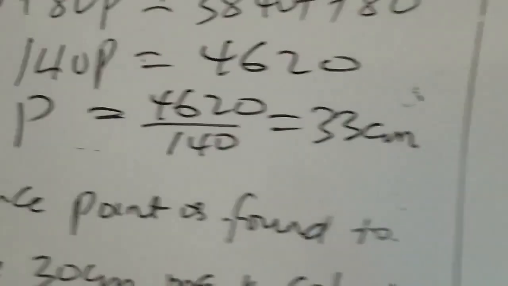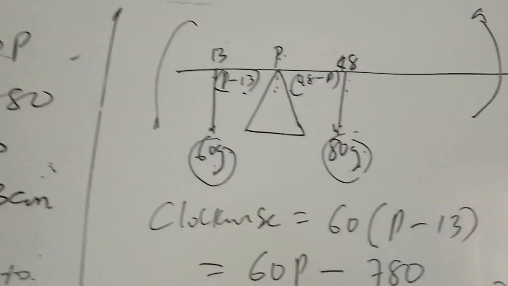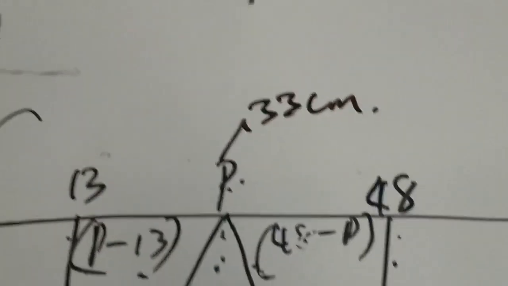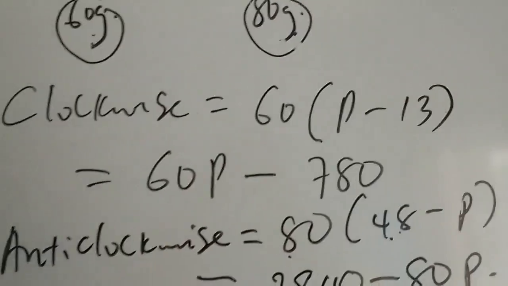So let's go to the diagram. So P is 33 cm, the distance of this P from the zero end. So here it's going to be 33 centimeters. So that is your problem. Look at our work once more and then understand the concept.